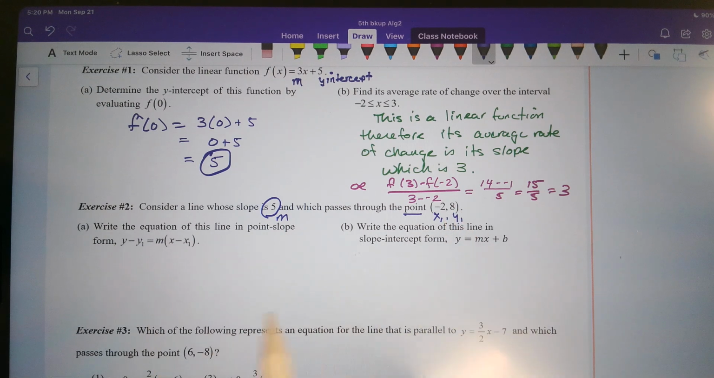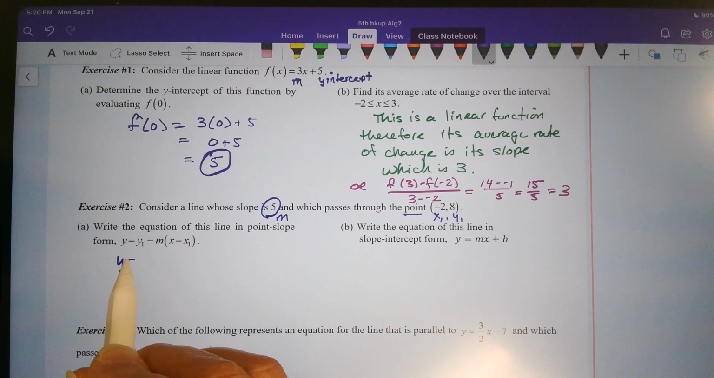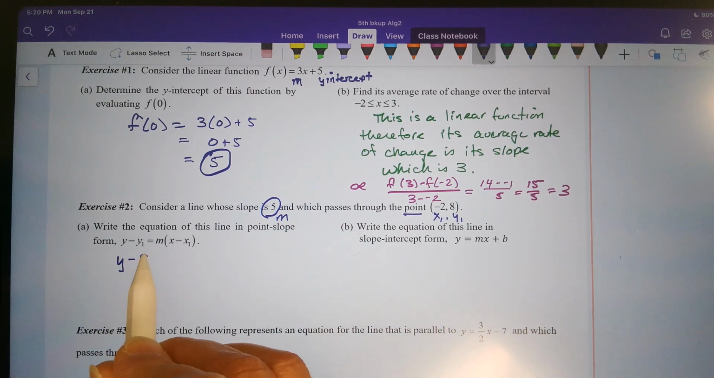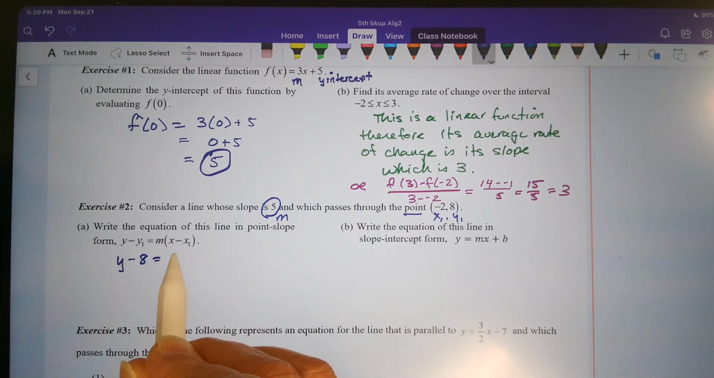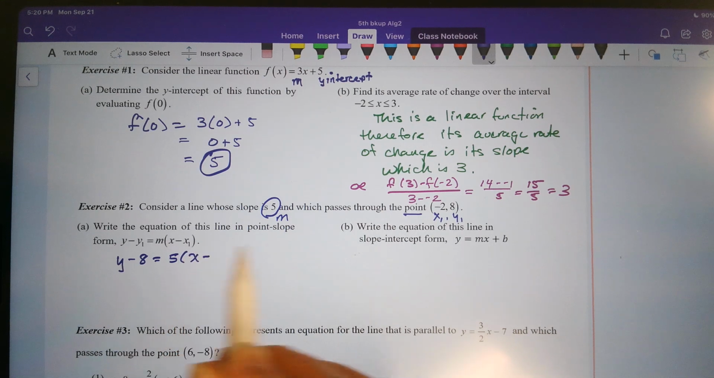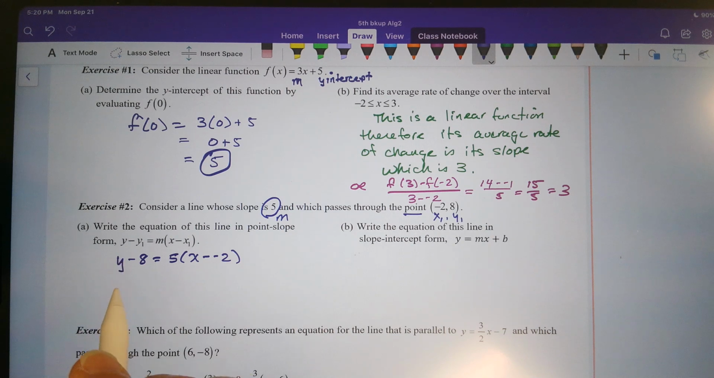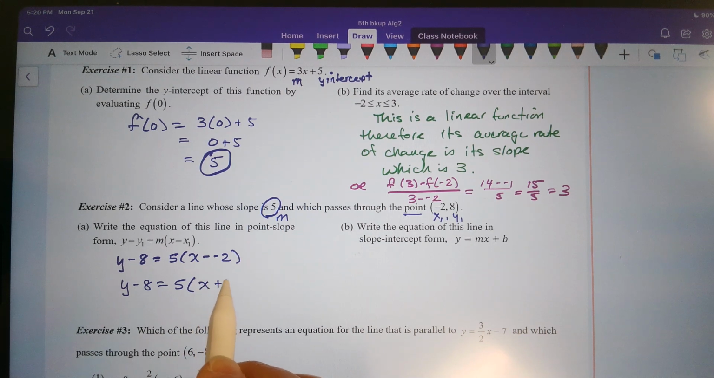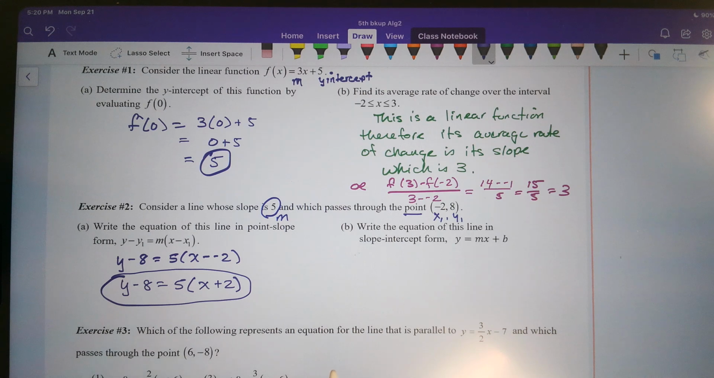We'll make those substitutions. y minus y sub 1, which is 8, equals m, which is 5, times x minus x sub 1, which is negative 2. And we could leave it like that. I'm just going to clean up the inside parentheses first. So y minus 8 equals 5 times, the double negative is plus, x plus 2. That's our answer. There's point-slope form.